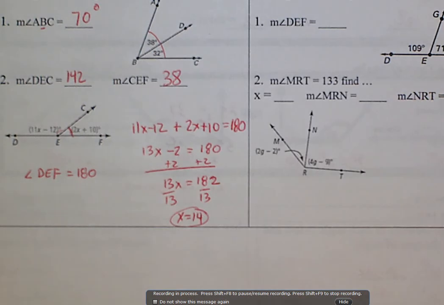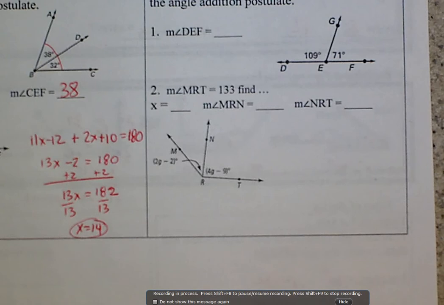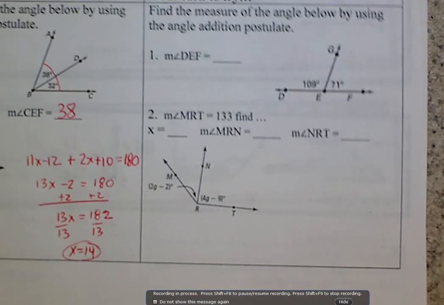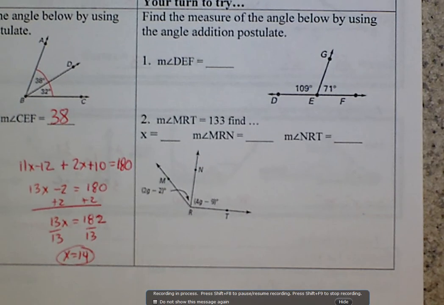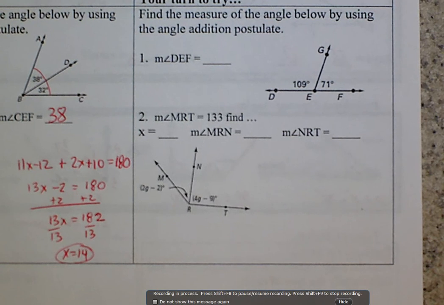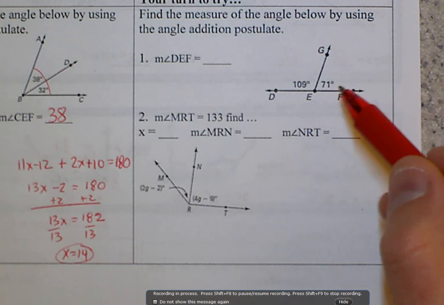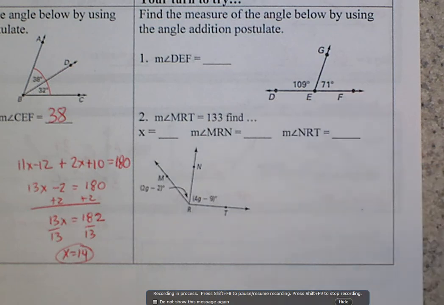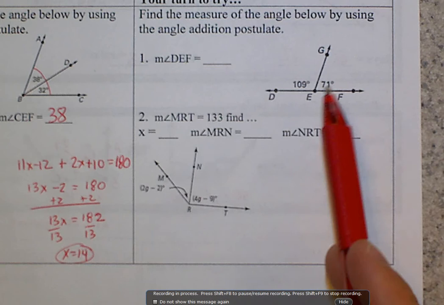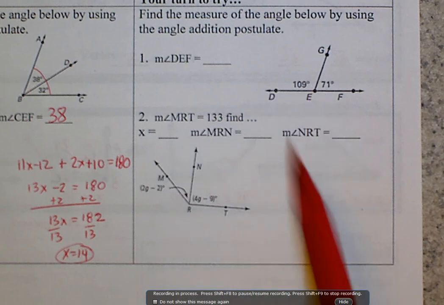The one on the right, you can go ahead and hit pause real quick if you want and give that a try. It's a very similar problem to the one we just did. And I'll check back with you here in a second. All right, DEF. Measure of DEF, again, is a straight line, and you can see the 109 and the 71. If you add those together, it should make 180, so that's going to be 180 right there.